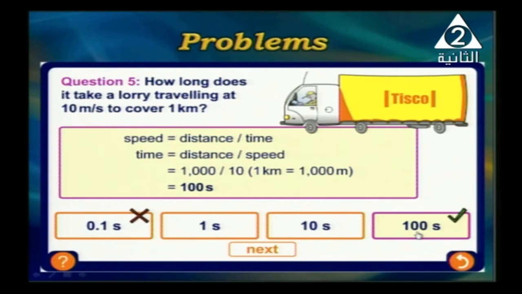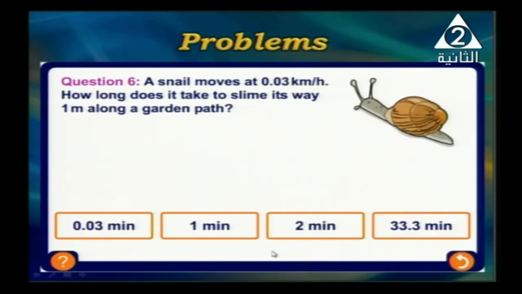Don't forget the units and the change between them. Next one: a snail moves at 0.03 kilometer per hour. It's a very, very slow one. How long does it take the snail to move 1 meter along a garden path?